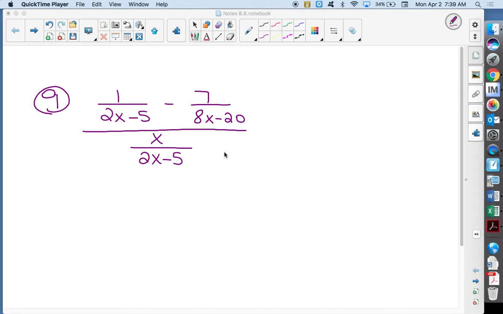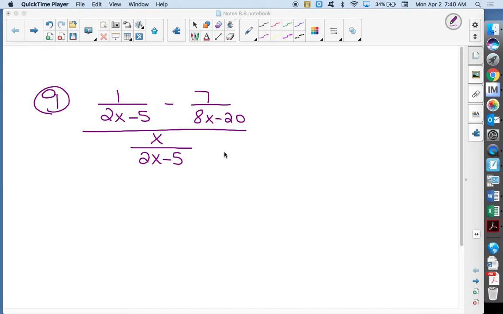So again, your complex fractions worksheet, I'm looking at number 9 on the worksheet. And in number 9, we have a complex fraction that says 1 over 2x minus 5 minus 7 over 8x minus 20. And that's all over x over 2x minus 5. So I'm using method 2.